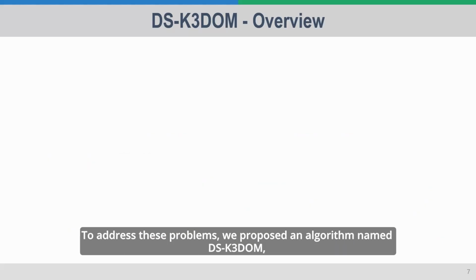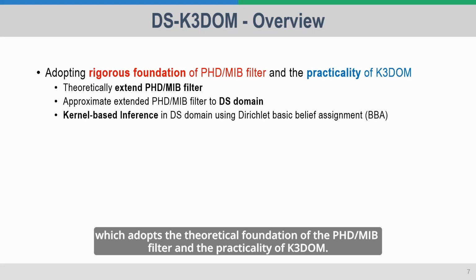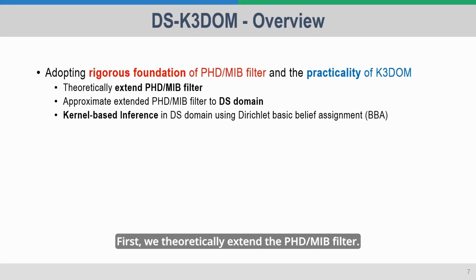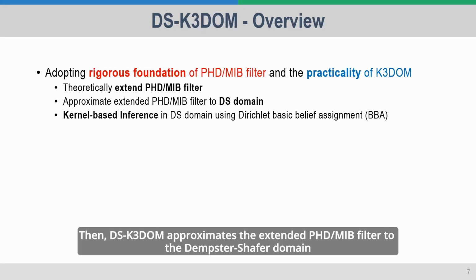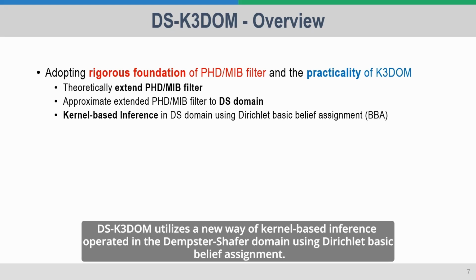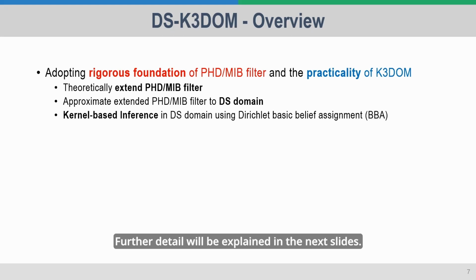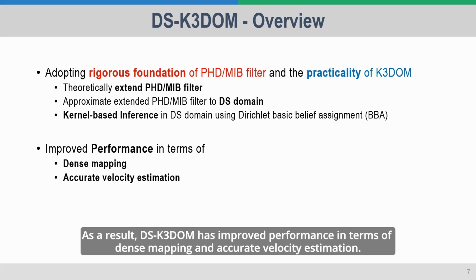To address these problems, we propose an algorithm named DSK3-DOM, which adopts the theoretical foundation of the PhD-MIB filter and the practicality of K3-DOM. First, we theoretically extend the PhD-MIB filter. Then, DSK3-DOM approximates the extended PhD-MIB filter to the Dempster-Shafer domain. DSK3-DOM utilizes a new way of kernel-based inference operated in the Dempster-Shafer domain using Dirichlet basic belief assignment. Further details will be explained in the next slides. As a result, DSK3-DOM has improved performance in terms of dense mapping and accurate velocity estimation.